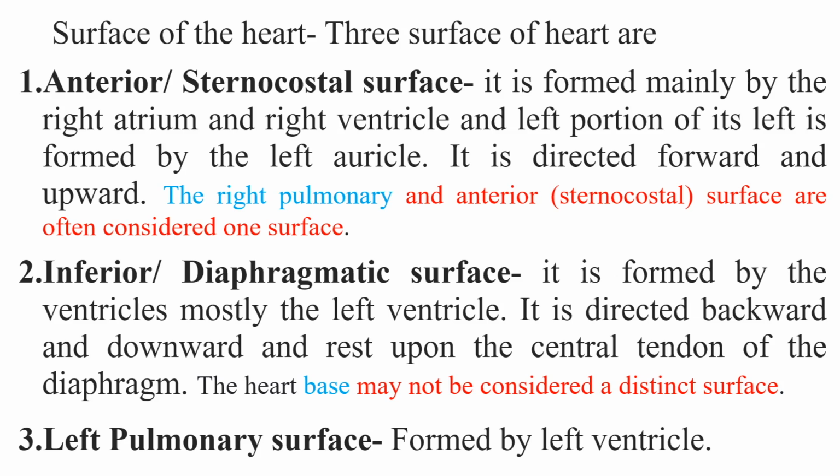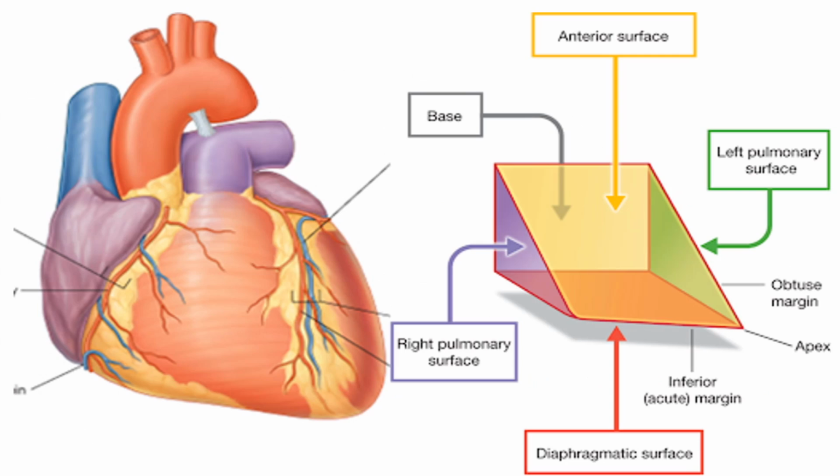The second surface is the inferior or diaphragmatic surface. It is formed by the ventricles, mostly the left ventricle. It is directed backward and downward and rests upon the central tendon of the diaphragm. The heart base may not be considered a distinct surface. The third surface is the left pulmonary surface. It is formed by the left ventricle. Here you can see what surfaces are present.